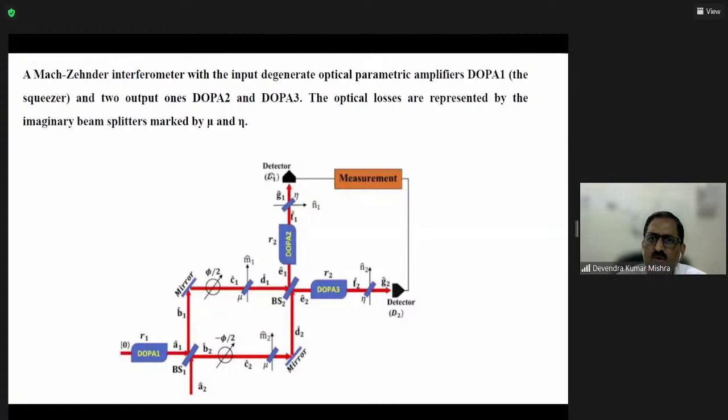interferometer with input degenerate optical parametric amplifier DOPA 1, the squeezer, and two output ones, DOPA 2 and DOPA 3, acting to enhance the signal at the measurement stage. And here in the measurement stage also, we are considering the loss at the two output ports by using fictitious beam splitters having transmittivity eta and eta.